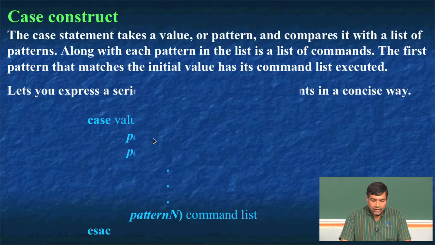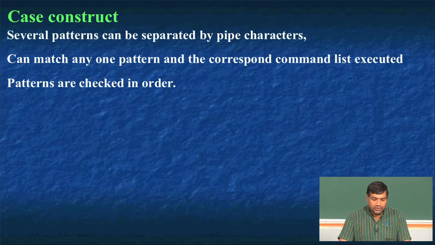If you use a case statement, several patterns can be separated by pipe characters. If you put a pipe character here, it says that you have to choose either sub pattern 1 or sub pattern 2 and so on. If it matches any of the sub patterns, then the particular command list is executed, and the patterns are always checked in order, from left to right.